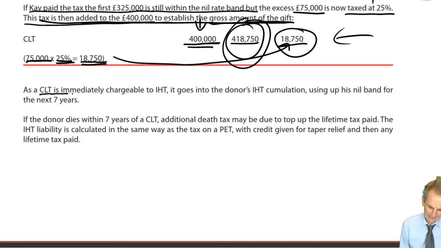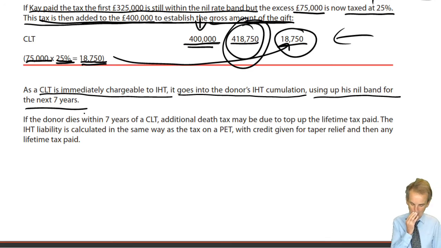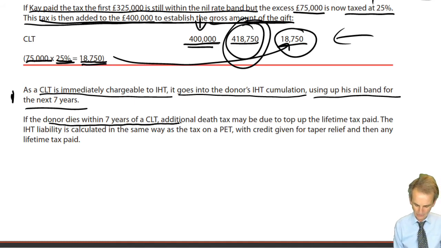As a CLT is immediately chargeable to IHT, it goes into the donor's IHT accumulation, using up his nil rate band for the next 7 years. Now, as we've already said, I'll come back to this point in a moment, but if the donor dies within 7 years of a CLT, additional death tax may be due to top up the lifetime tax paid.